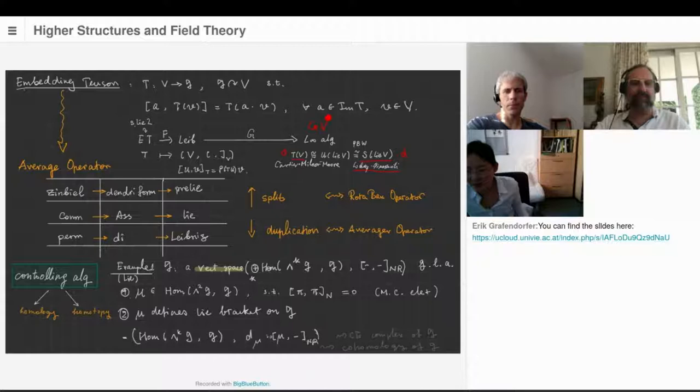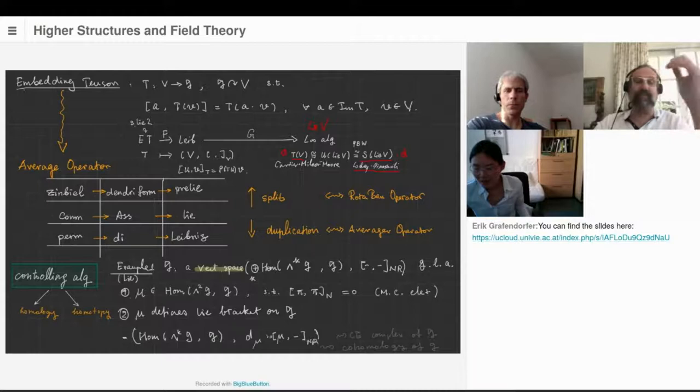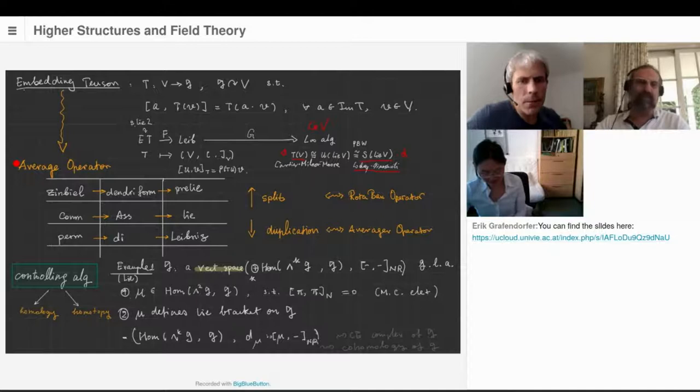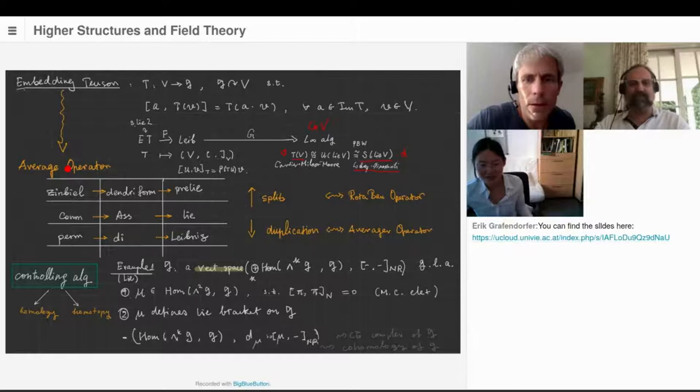And it turns out that this embedding tensor, mysteriously enough, is also known in mathematics as the average operator, which is used in operadic theory. Okay, my pad came back. And it turns out that the story is like this.